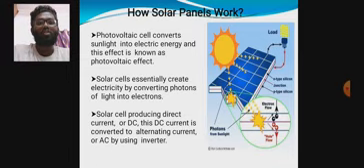How does a solar panel work? A photovoltaic cell converts sunlight into electric energy, and this effect is known as the photovoltaic effect. Solar cells efficiently create electricity by converting photons of light into electrons. A solar cell produces direct current. This direct current is converted to alternating current by using an inverter. See, this is the model of the solar panel.